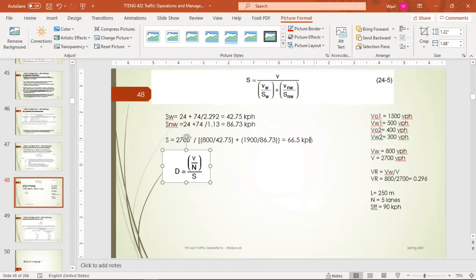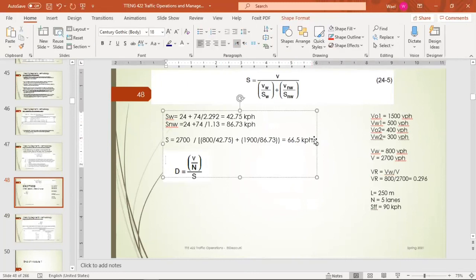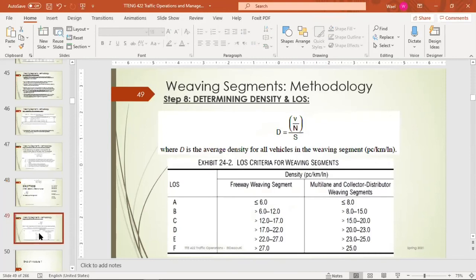So the density will be equal to V over N: 2700 divided by N, which is 5 lanes, divided by the speed, 66.5. How much, Muhammad? 8.12. What are the units? Passenger car per lane per kilometer. Okay, let's see what level of service we got here.